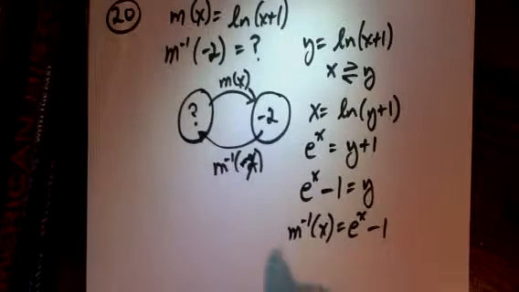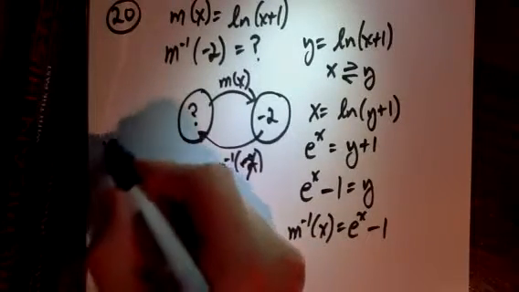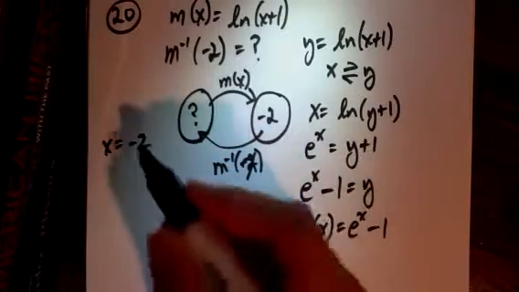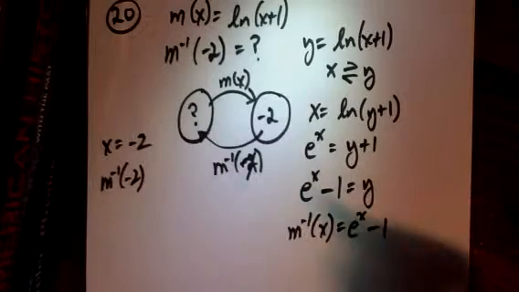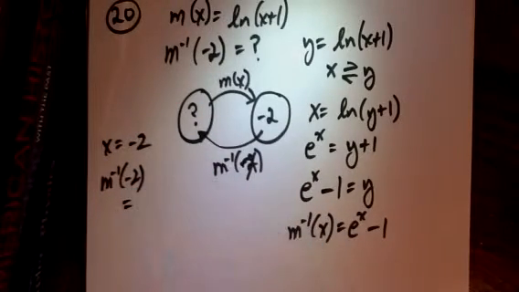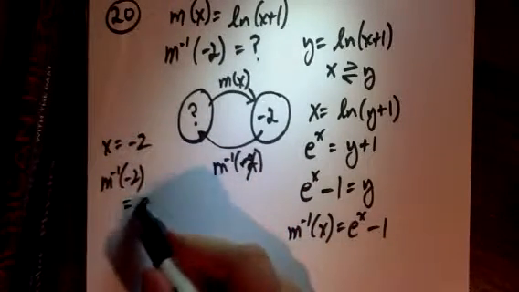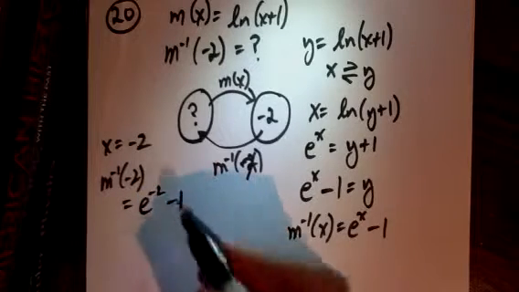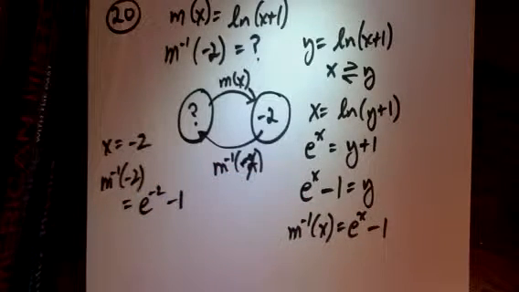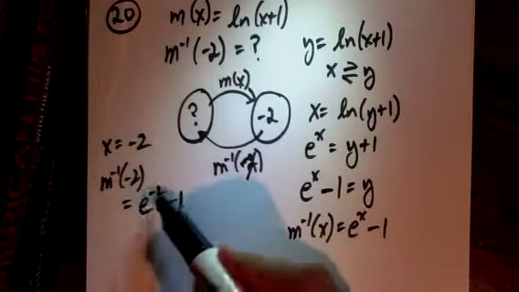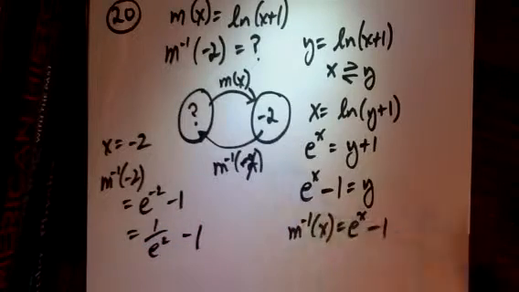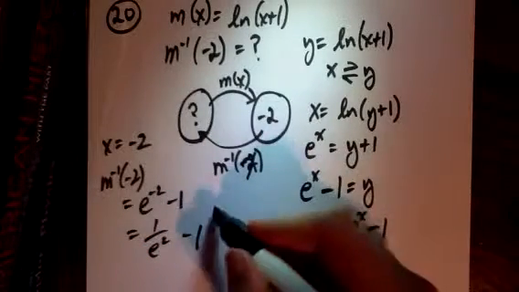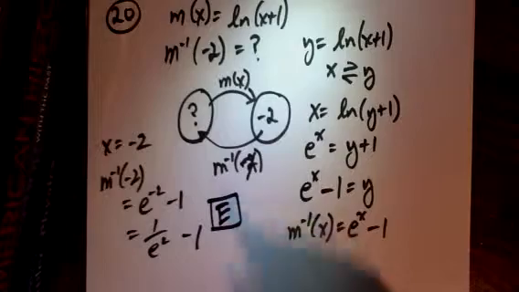Now go back and evaluate when x equals -2. M inverse of -2 is equal to e to the -2 minus 1. Now that's not directly written that way, but e to the -2 is 1 over e squared minus 1. That is choice E.